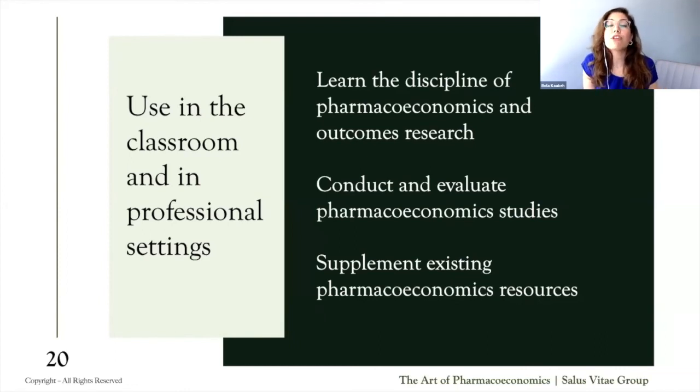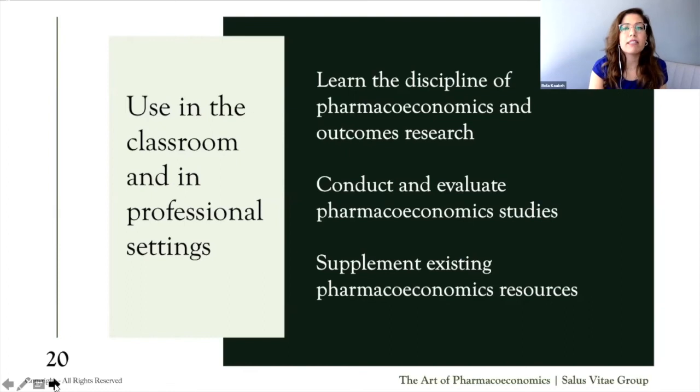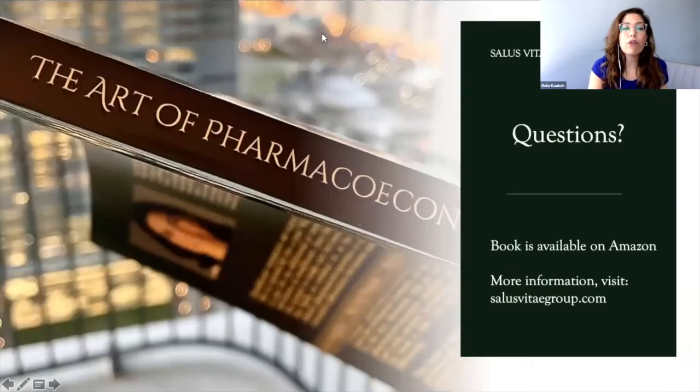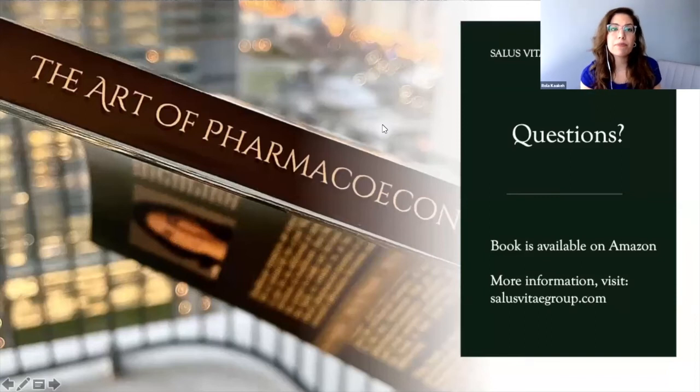So the book itself is really used to learn the discipline of pharmacoeconomics and outcomes research. It's used to help conduct and evaluate these analyses to go through that process, but it's also a great supplement to your existing pharmacoeconomic resources. Keep in mind there are resources out there, but this is very different in the approach taken as well as the information provided. So it's a wonderful supplement if you already have something that you love, but you want to also try to think about it in a new way, think about how you're working, who you're working with, and that type of thing. So that definitely provides different areas there. So that's my quick overview of the book.